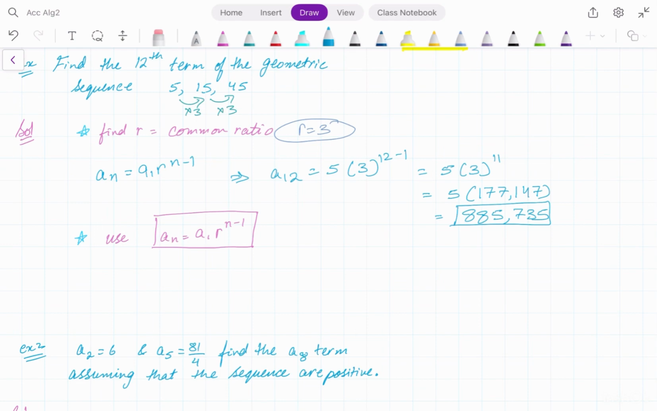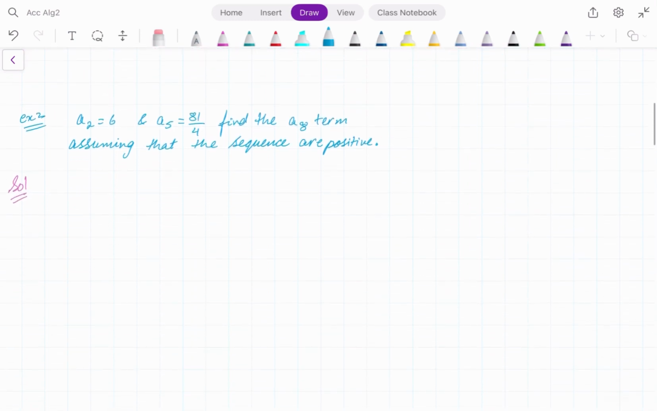Remember, again, sequence implies the next term, the terms. Series implies the summation of all the sequences.